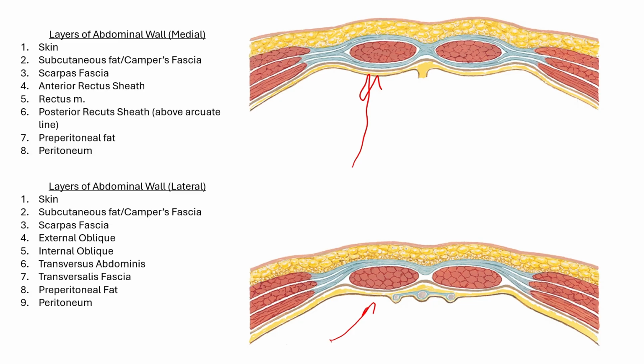While you're on your surgical rotation or working in the OR, the surgeon could pimp you and ask, okay, what are the layers found inferior to the arcuate line?